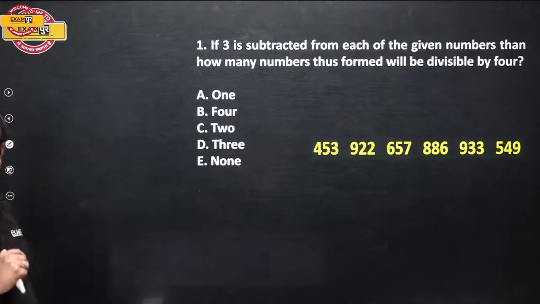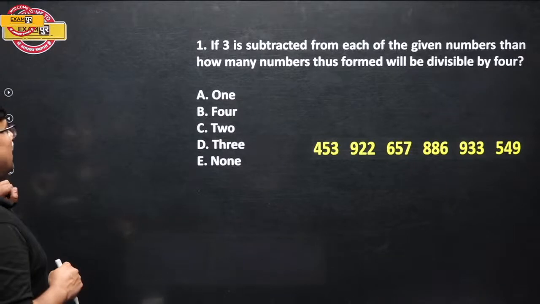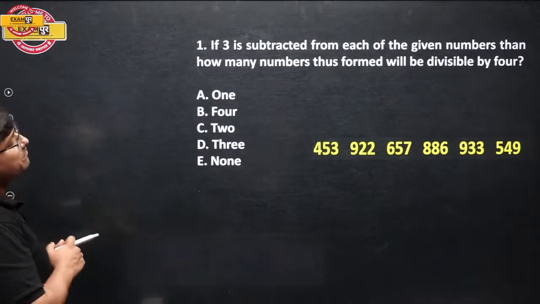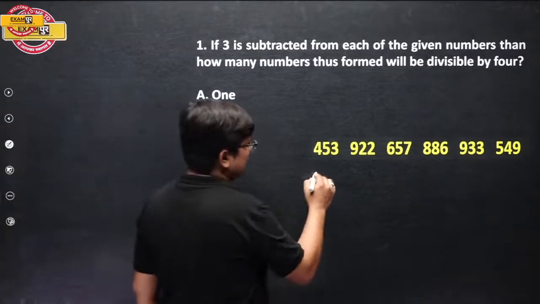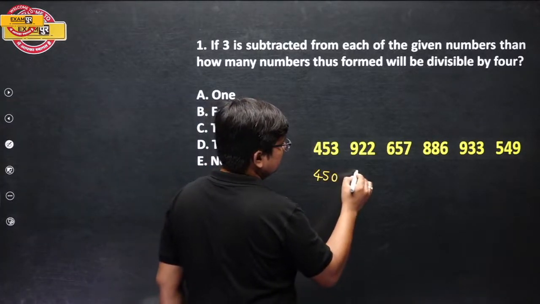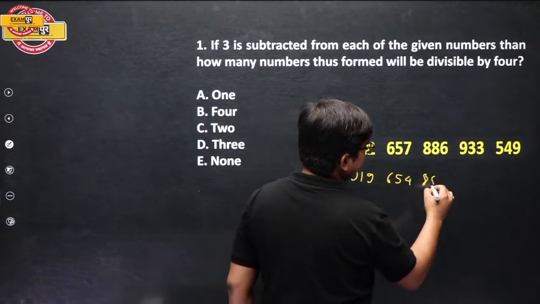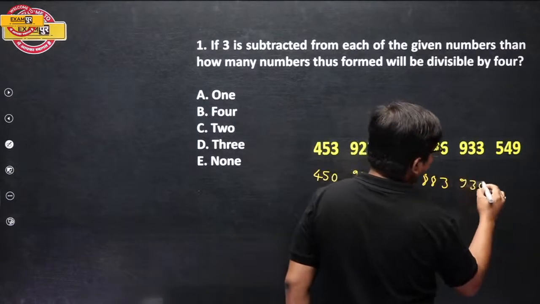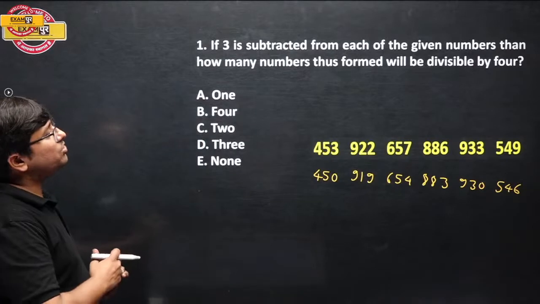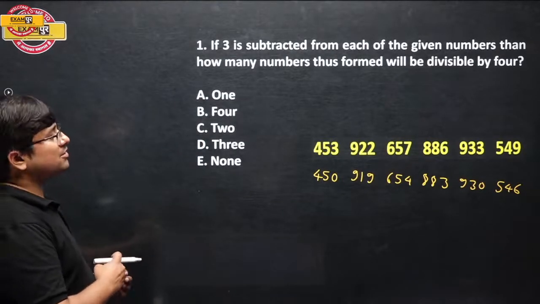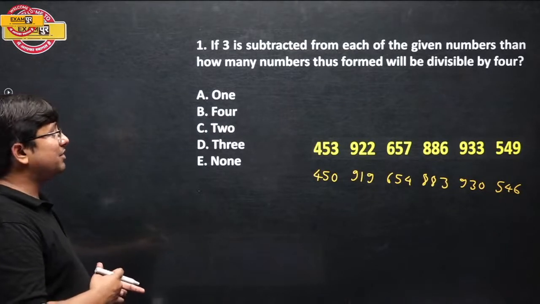See, now listen to me. Very good, Balidan, Arvind, very good. Now see how to solve this. The question is telling, if 3 is subtracted from each of the given numbers, so this becomes 450, this becomes 919, this becomes 654, this becomes 883, this becomes 930, this becomes 546. Okay, if 3 is subtracted from each of the given numbers, then how many numbers thus formed will be divisible by 4? My dear students, what is the divisibility rule of 4?